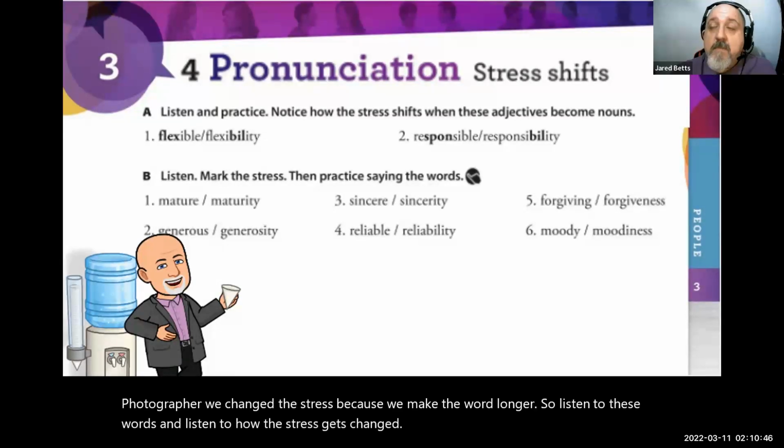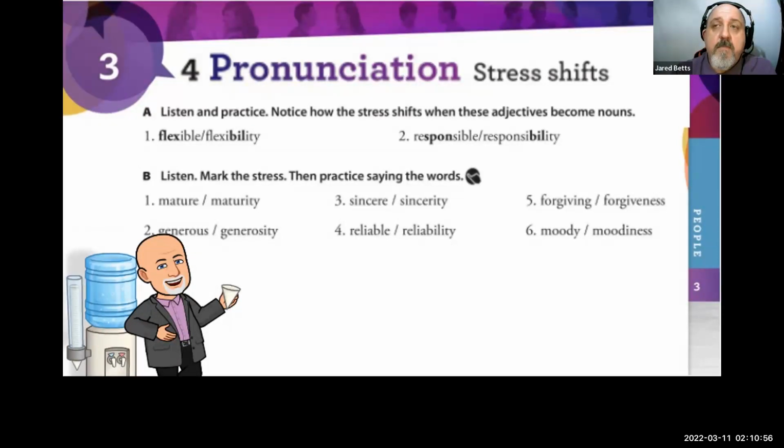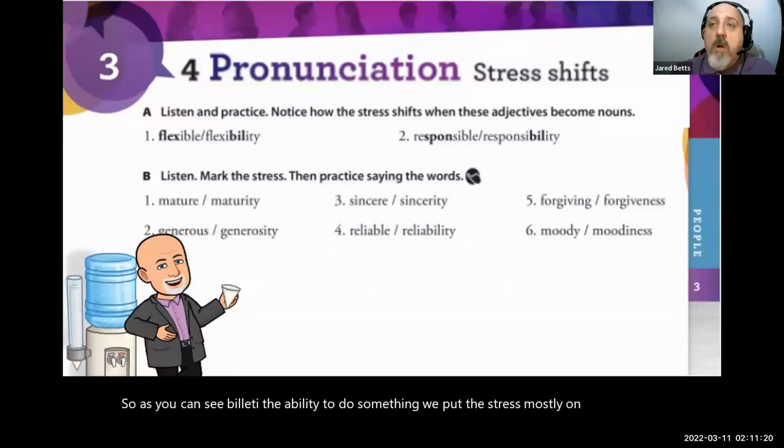Page 7. Pronunciation. A. Listen and practice. Notice how the stress shifts when these adjectives become nouns. 1, Flexible. Flexibility. 2, Responsible. Responsibility. Okay, so as you can see, ability, the ability to do something, we put the stress mostly on that particular part of the word.